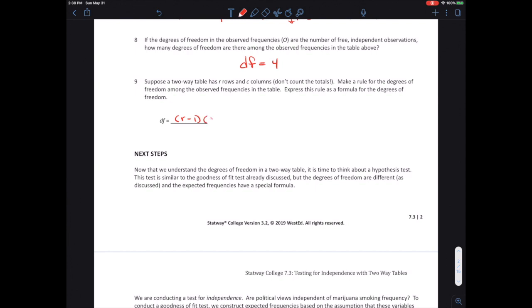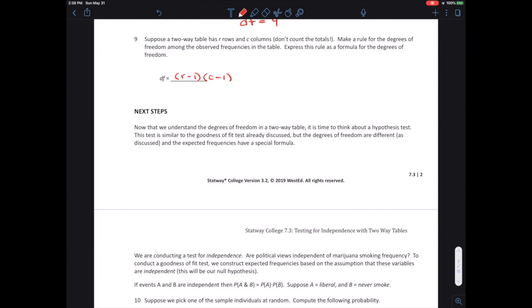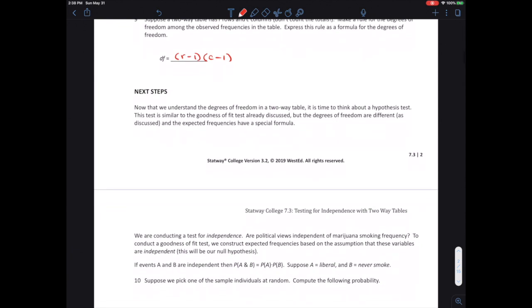And then the number of columns minus 1, because the last column doesn't count. Okay, so that's the formula for the degrees of freedom on this test, and that's one of the major differences between this and the last test we did. It's just different degrees of freedom.